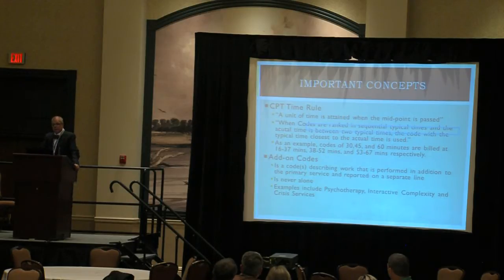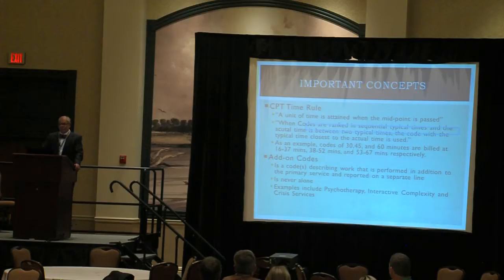The CPT time rule is that a unit of time is attained when the midpoint is passed. When the codes are ranked sequentially by times, like 30, 45, 60 minutes, the code you bill is the one closest to the nearest time code. So it is in ranges. So your 15-minute code is billed, your 30-minute code is billed at 16 to 37 minutes. Your 45-minute code is billed at 38 to 52 minutes, and then you see the hourly code there.